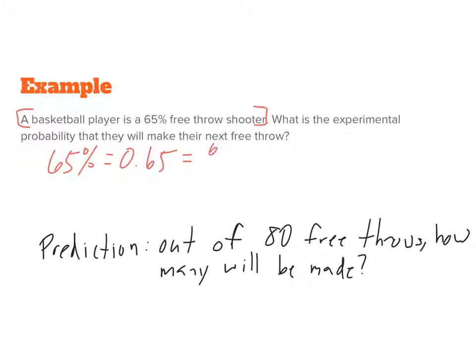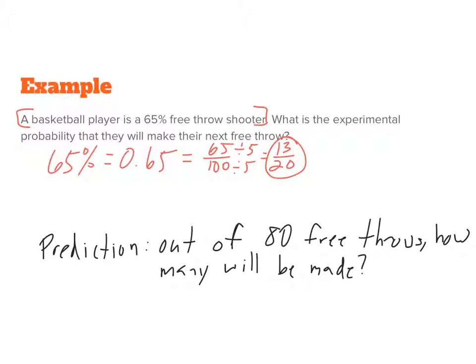Decimal to fraction, I put it over 100. So 65 over 100, I can take a 5 out of both, and I would get 13 over 20. So the experimental probability that they will make their next free throw is going to be 13 over 20.